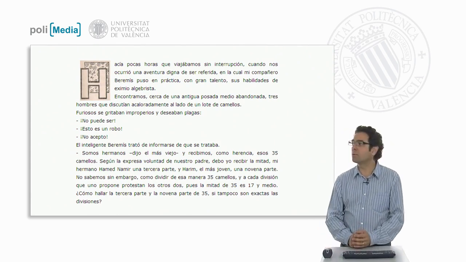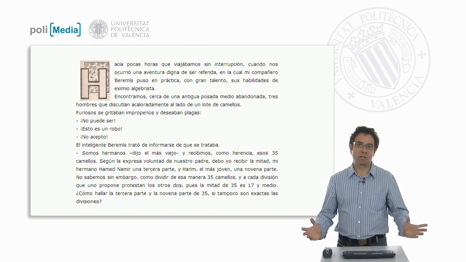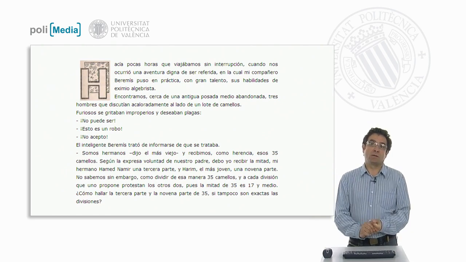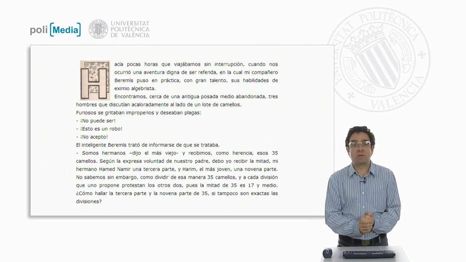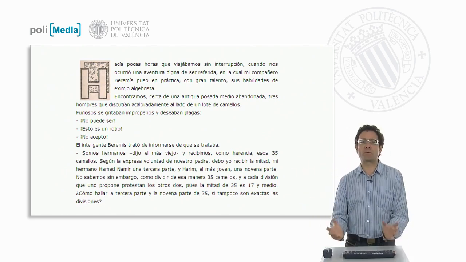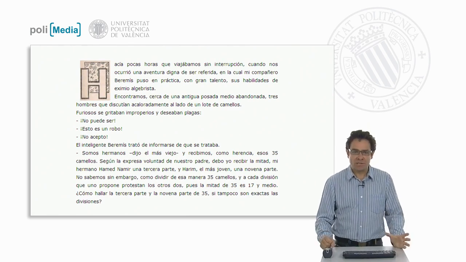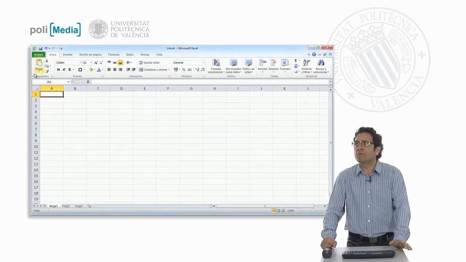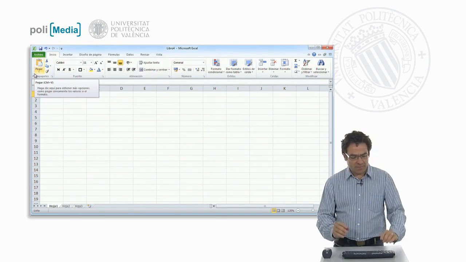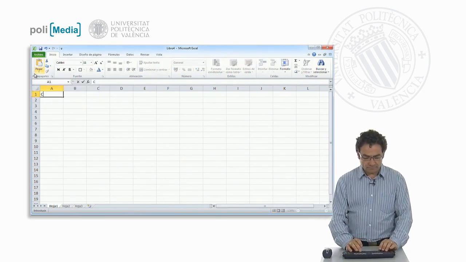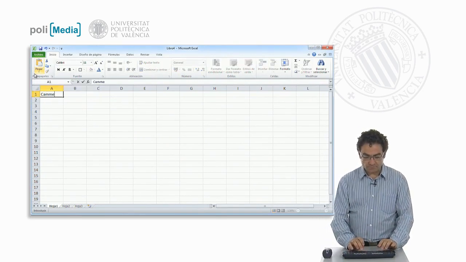and since it is already the 3rd part and the 9th, we see that these are not exact divisions. Logically, they did not have an advanced tool like Excel at hand. When we read this story, we are tempted to quickly open the program to try to solve this problem. Let's see how to resolve the problem known as the 35 camels dilemma.